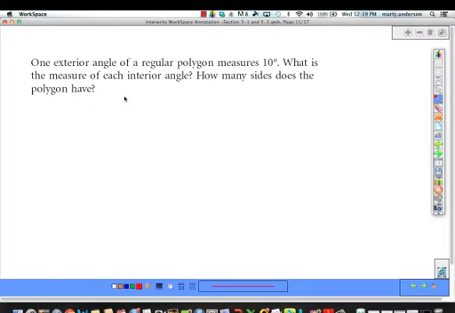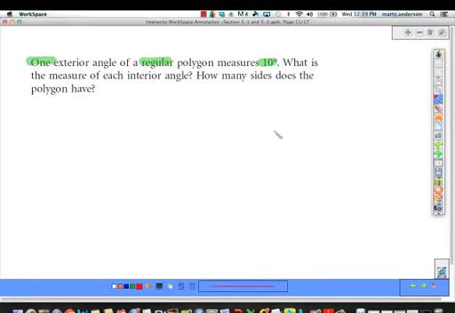It says here, one exterior angle of a regular polygon measures 10 degrees. A couple of important pieces of information right there. Going to start with the fact that they said one exterior angle measures 10 degrees. It's also a regular polygon. What is the measure of each interior angle and how many sides does it have?